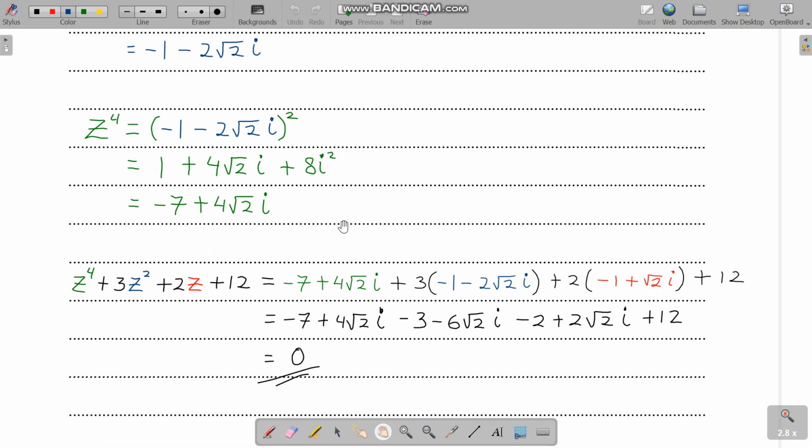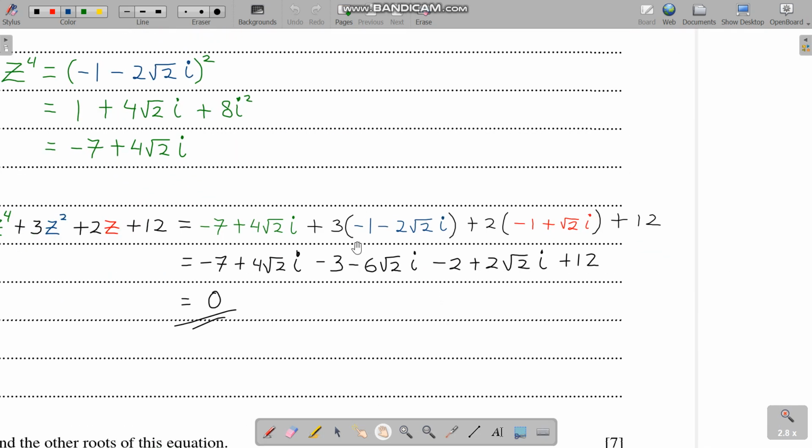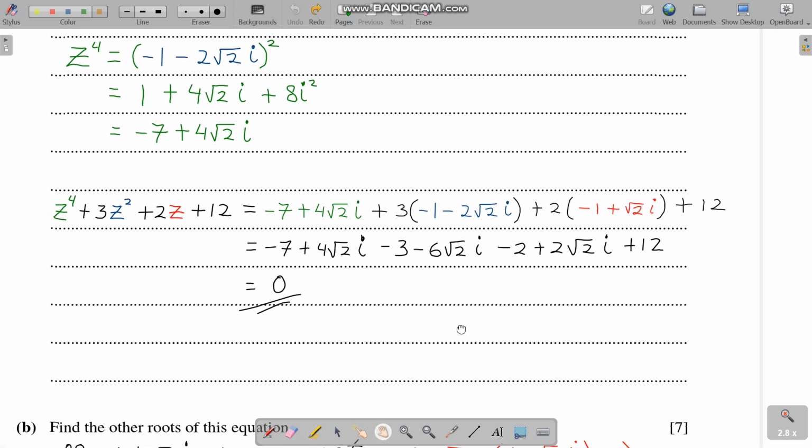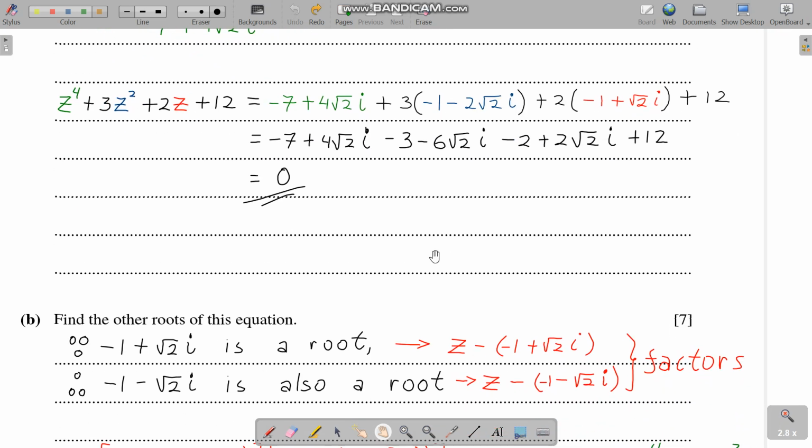So we have everything, we plug in. This is z to the power of 4, z to the power of 2, and z to the power of 1. Simplify everything. Times 3, times 3, and times 2, and we simplify. For the real part, minus 7 minus 3 minus 2 plus 12, that is 0. And for the imaginary part, 4 root 2 minus 6 root 2 plus 2 root 2, that is also 0. So we have proven that minus 1 plus root 2i is a root.